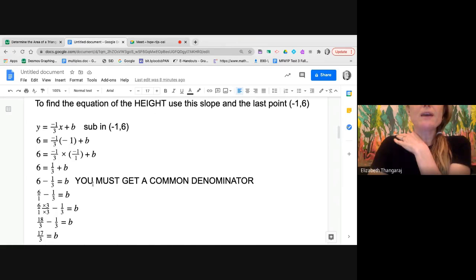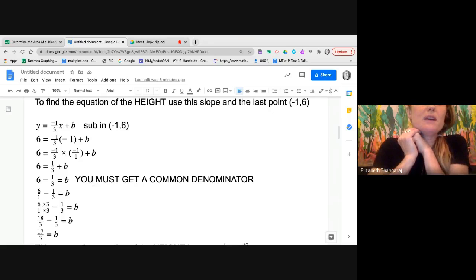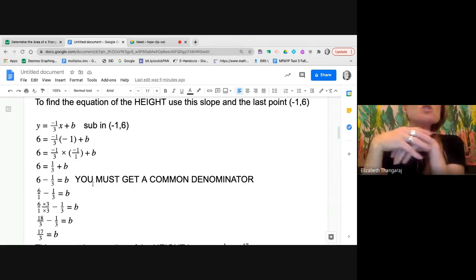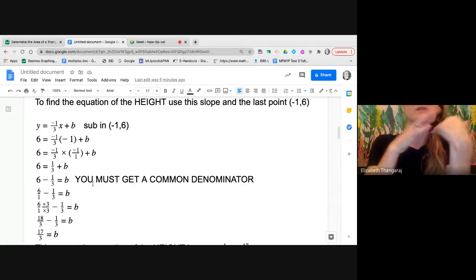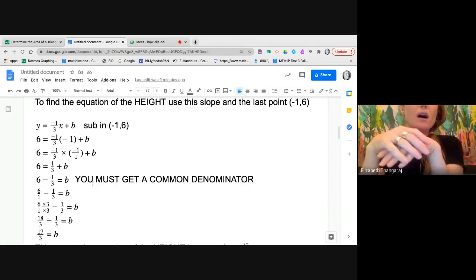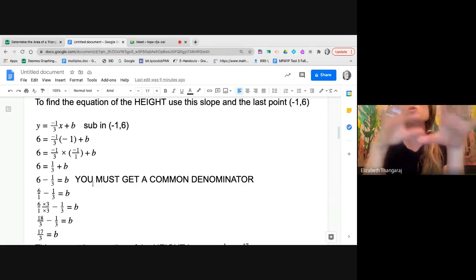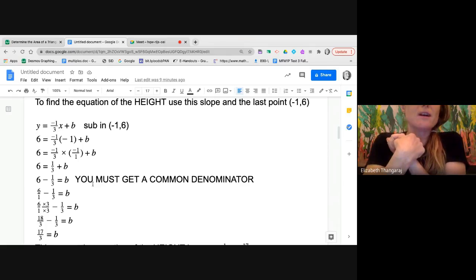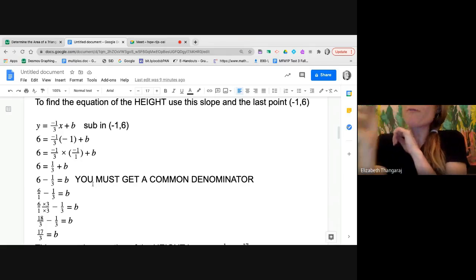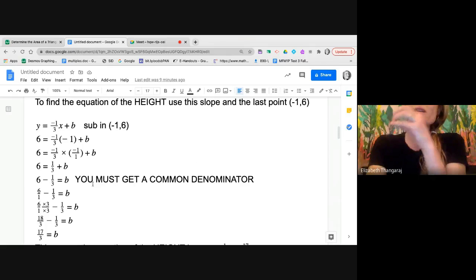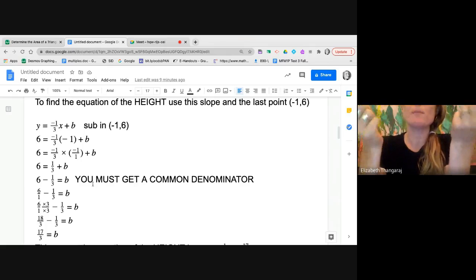And I will get that my b is equal to 17/3. Now, there's a lot of algebra I did right here. And what I would love for you to do is pause the video so that you can check to make sure that when you do all this algebra, you also get that the base is equal to 17/3. Just don't forget that when you are subtracting fractions, you always need a common denominator.